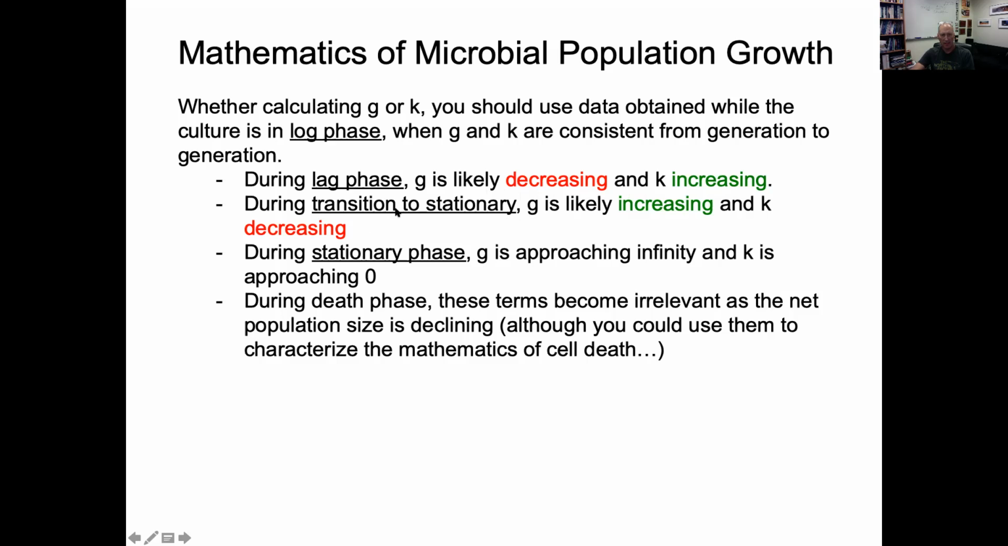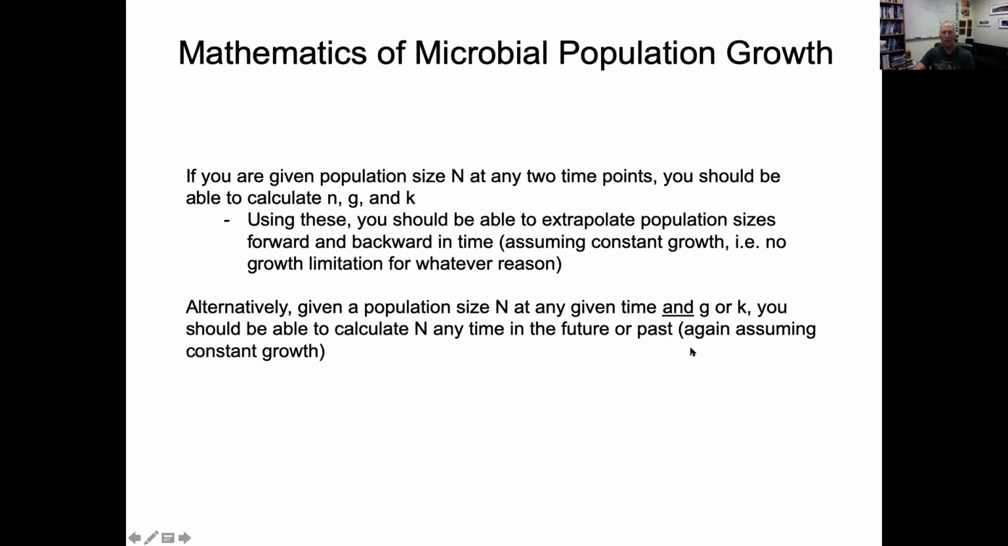During log phase, G and k are constant, right? They're staying the same. And then during the transition to stationary phase, the generation time is likely getting longer and the mean growth rate is getting slower until during stationary phase, again, you're back to where you were. And if you had zero growth at the start of lag phase, G approaches infinity and k is approaching zero. Okay, and then death phase, we're not going to worry about that.